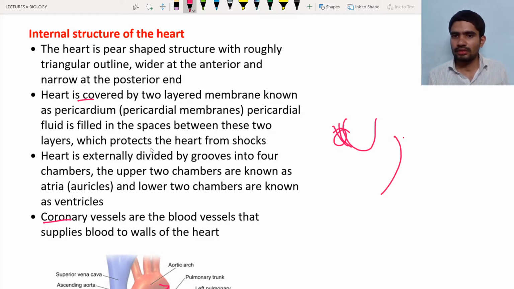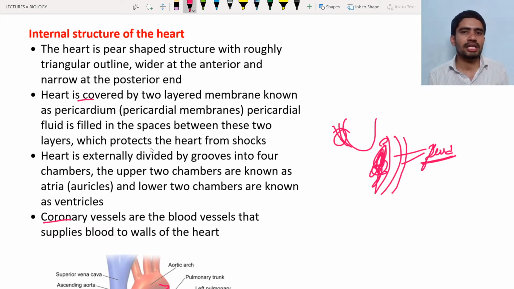Okay, so these are the pericardial membranes, and this is known as the heart. These pericardial membranes are filled with fluid, and this fluid along with the membranes helps in protecting the heart. For example, while you are playing cricket or volleyball, if the ball hits heavily on the chest, what will happen? There will be generation of some amount of shock. So these membranes are going to protect your heart from the shocks, external shocks from the environment.